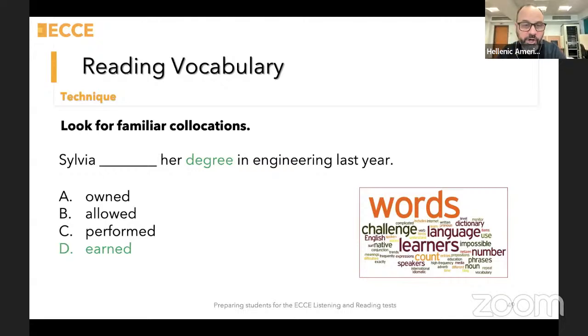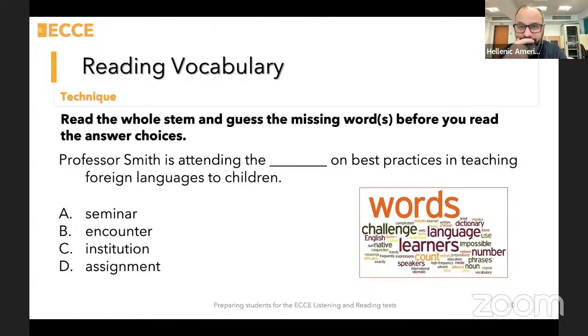So indeed, we earn a degree. That's the expression. If they're aware of expressions, absolutely, this will be the choice. Otherwise, they will have to guess. They will have to eliminate options. And hopefully, if they are between a couple of choices, they will choose the correct one.